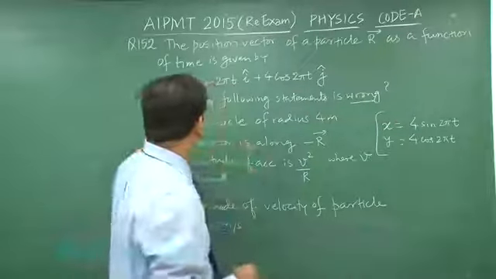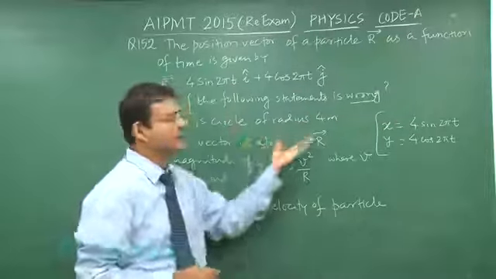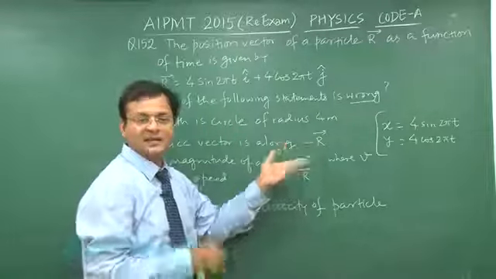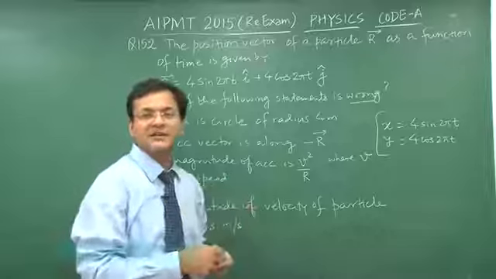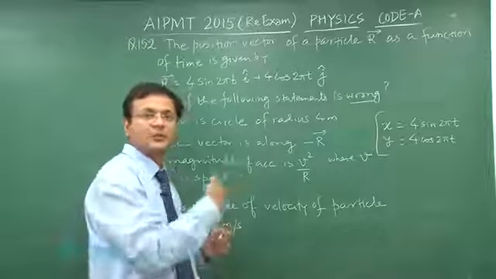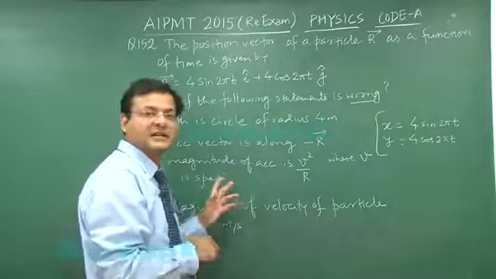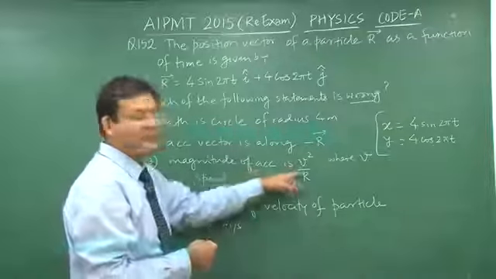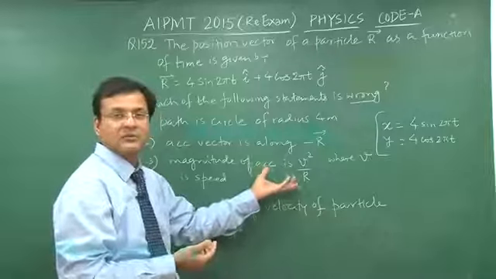Now see, the first statement says that path is circle of radius 4 meter. This is a true statement. Second one, acceleration vector is along minus r. That will also be true because acceleration is centripetal one. So whatever is the position vector, opposite to that will be the acceleration. That is why it is known as centripetal. Third is magnitude of acceleration is v square by r. This is very much right because it's a circular motion.